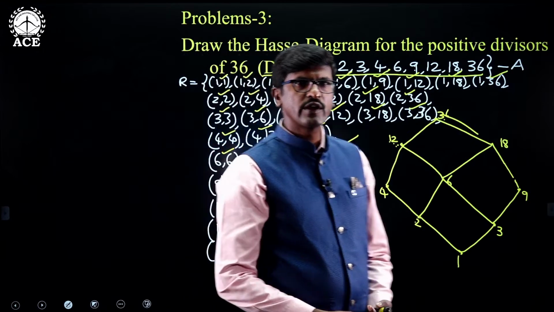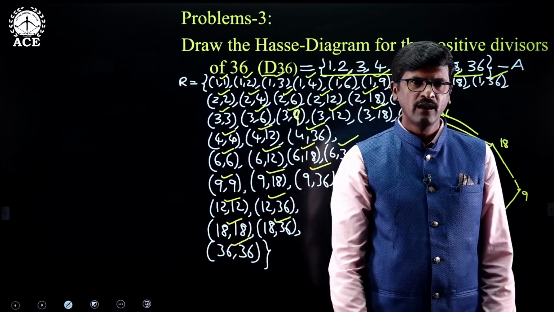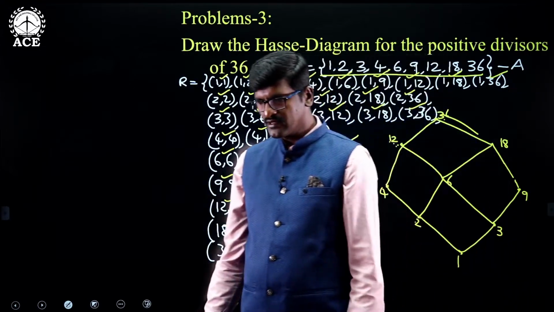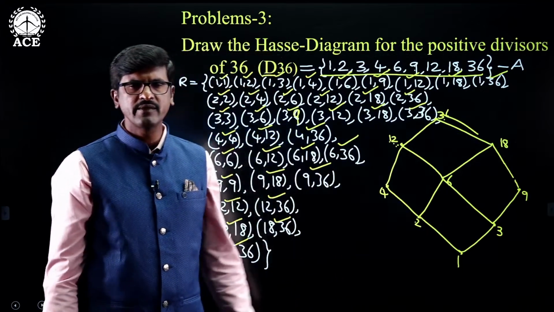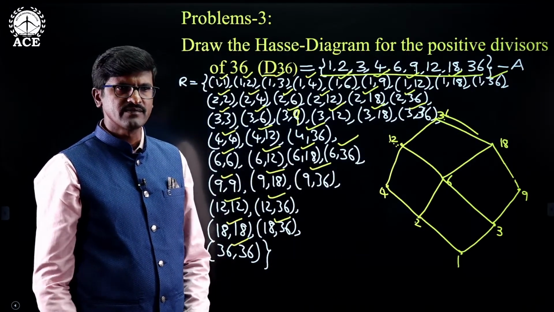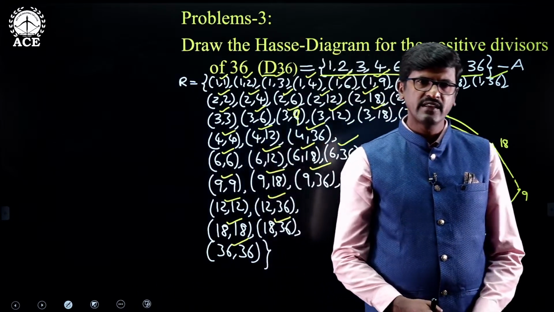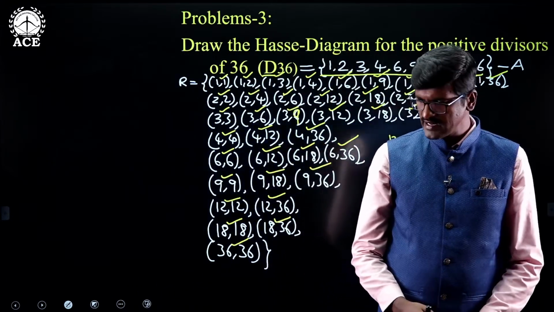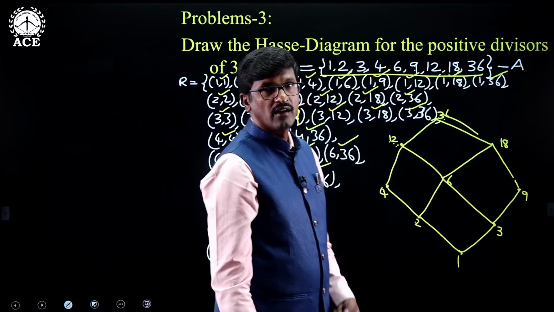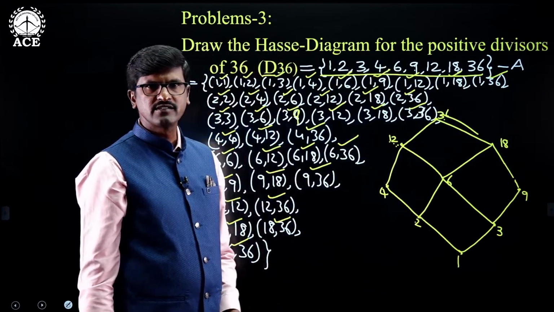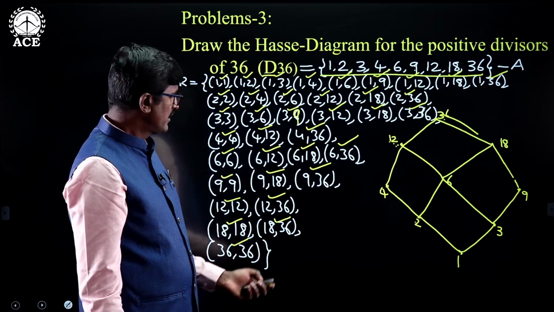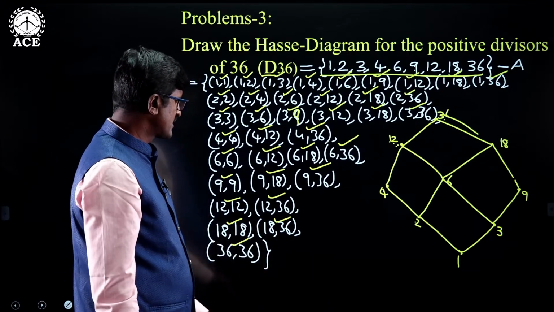So this is how we are going to draw the Hasse diagram for the given partial ordering relation. Remember, this Hasse diagram is drawn only for a partial ordering relation. If the relation is not a partial ordering relation, then there exists no Hasse diagram. The Hasse diagram will not be there for an equivalence relation because it is not a partial ordering relation. So this is about the Hasse diagram.